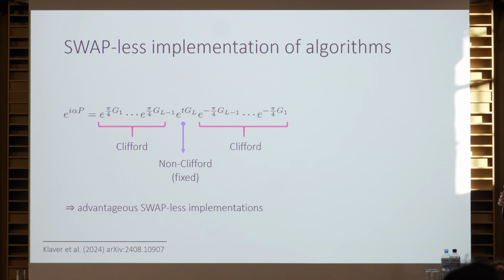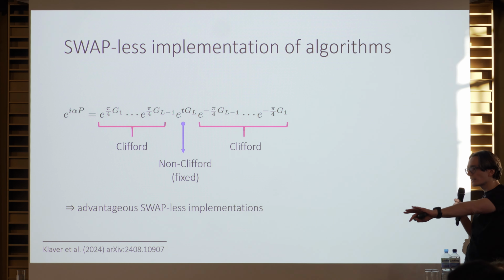Another point of view you can take is, hey, I just told you these are pi over 4 rotations. These are all Cliffords, and in the middle there's one non-Clifford. So I can fix this one non-Clifford, for instance, to be a T-gate. And then I can use our algorithm to construct any other gate from this using only these Cliffords, this Clifford generating set.